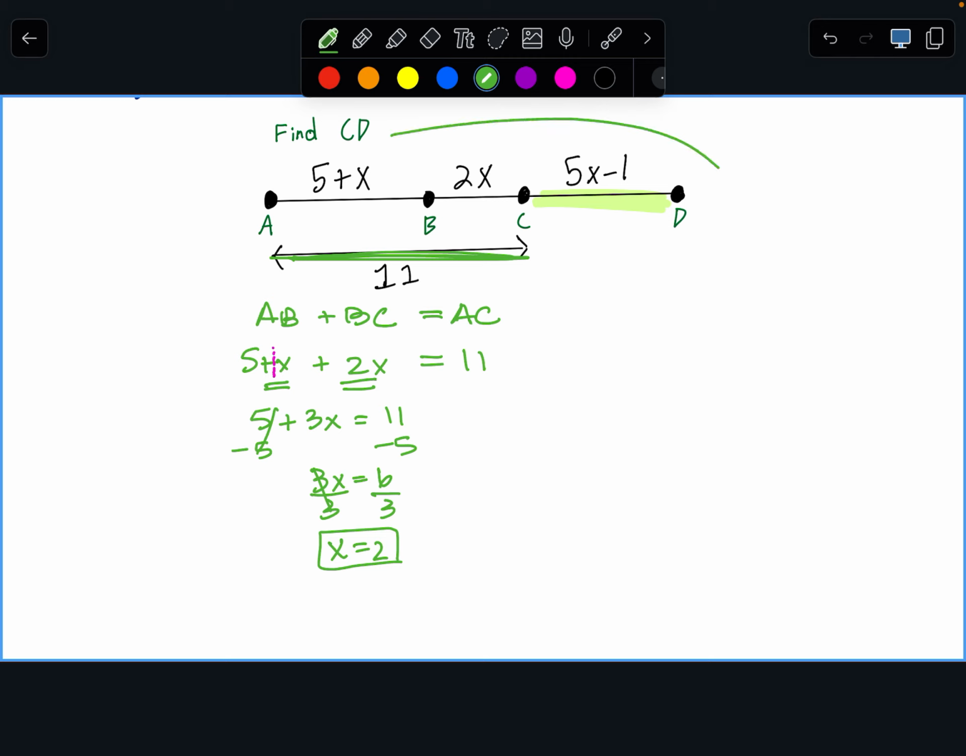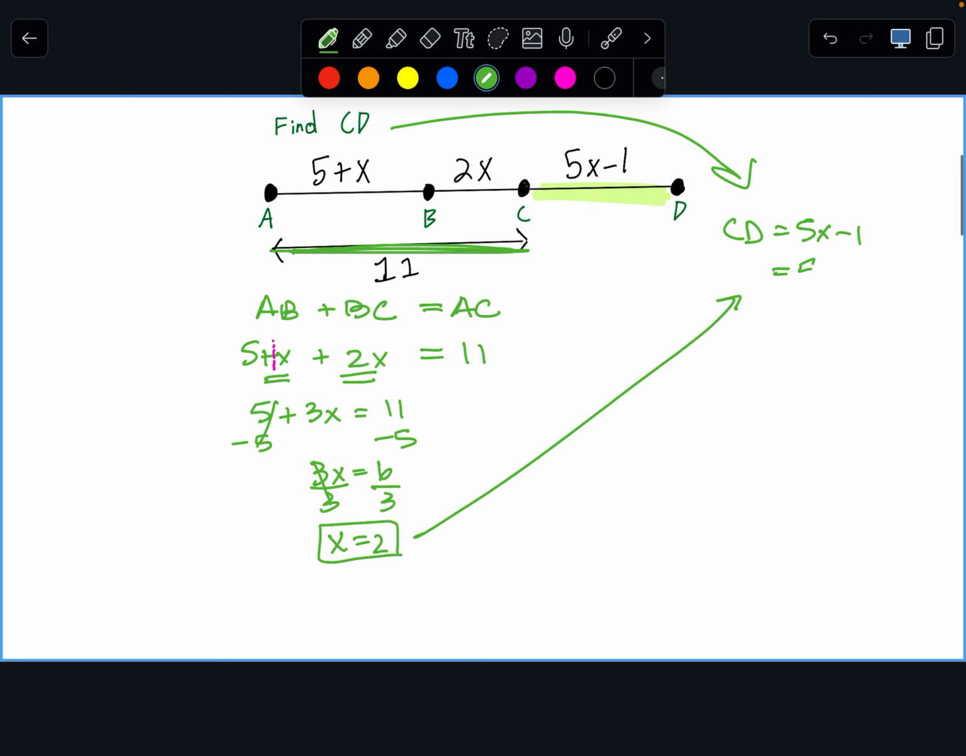But remember, what I'm looking for is CD, and that's 5x minus 1. So when I substitute, because now I know that x is 2, that's 5 times 2 minus 1, 10 minus 1, which is 9. So at first, I didn't need that 5x minus 1. It was just extra information. I needed it at the end, but not to start the problem.